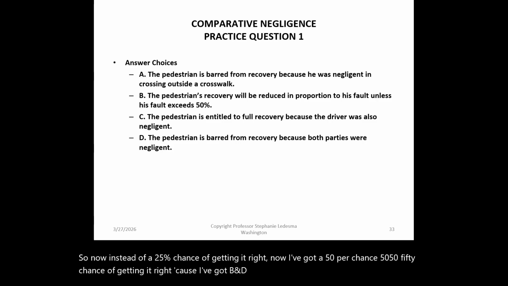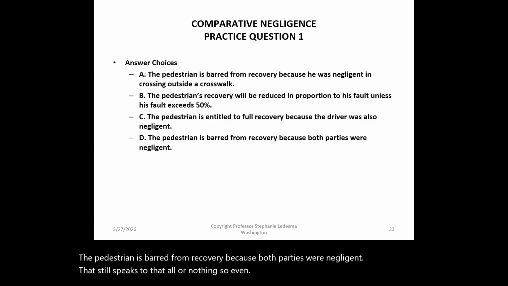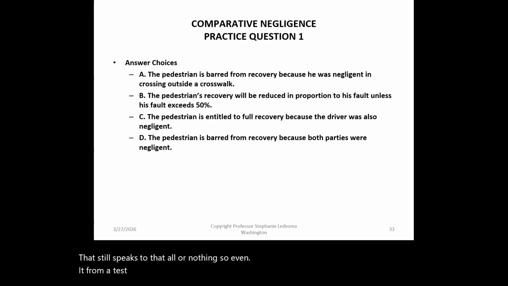Okay, let's look at D. The pedestrian is barred from recovery because both parties were negligent. That still speaks to that all or nothing. So even from a test taking strategy, even if I have a brain lapse and I forget my rule, B is the only one that offers any proportionality.